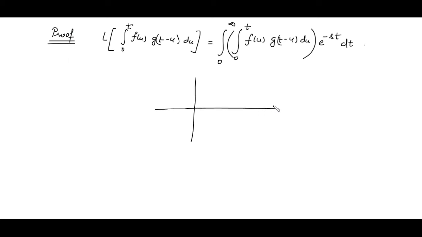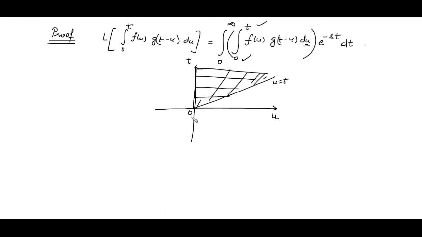First of all, see the limits. Let's suppose this is your t axis and this is your u axis. Your u is going from 0 to t, and the limit for t is 0 to infinity. So this is the region. Now we have to reverse the order of integration. We have to first integrate with respect to t, then with respect to u.